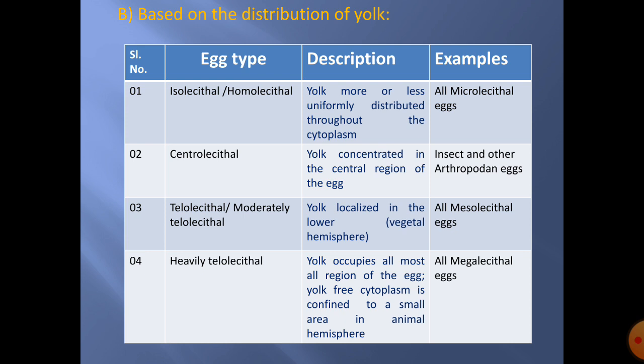Then the fourth category is heavily telolecithal, where the yolk occupies almost all region of the egg and the yolk-free cytoplasm is confined to a small area in the animal hemisphere. All megalecithal eggs are invariably heavily telolecithal eggs.